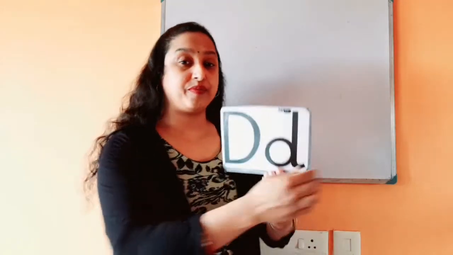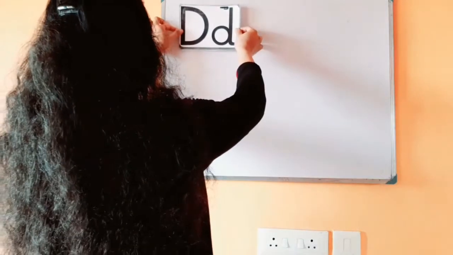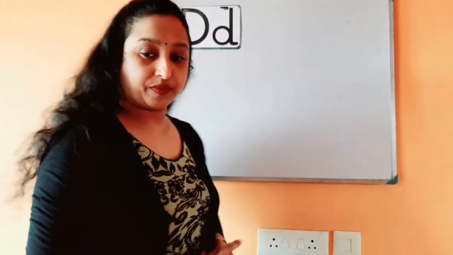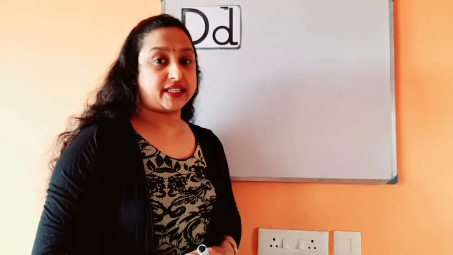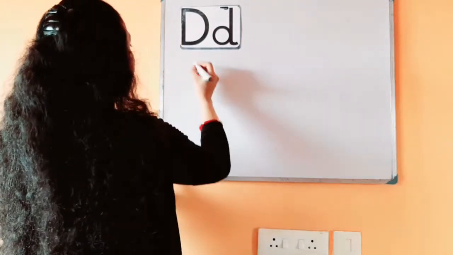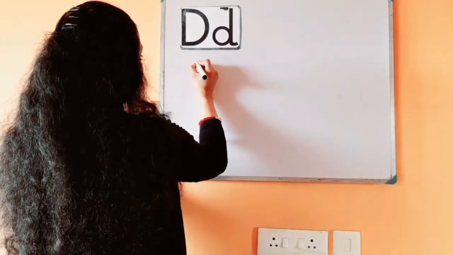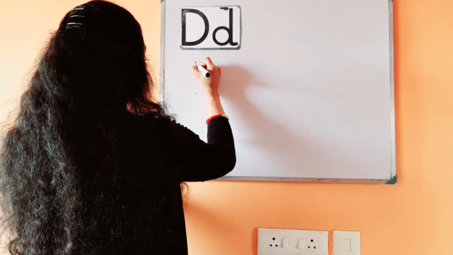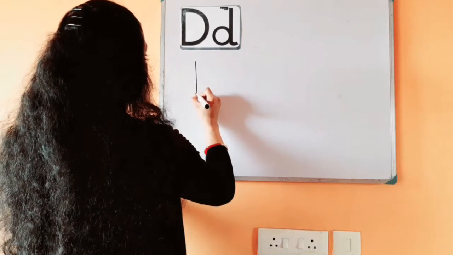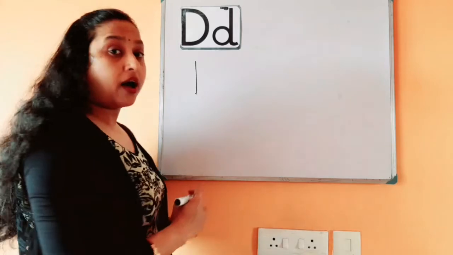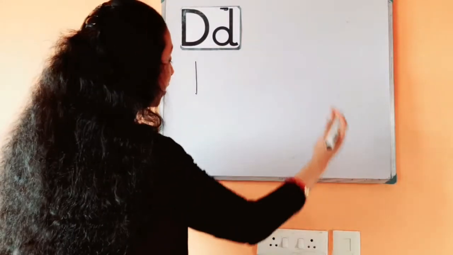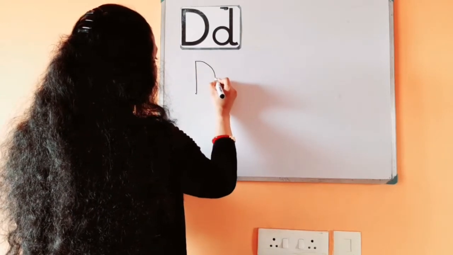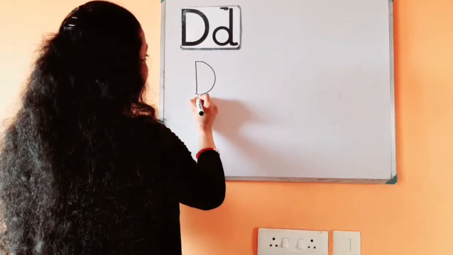Now children, look at the board. It's time to do the board work. Let's write letter D. Make a standing line from top to bottom. This is a standing line. Then draw a B curve to the right side. Start from top and draw a B curve to the right side.